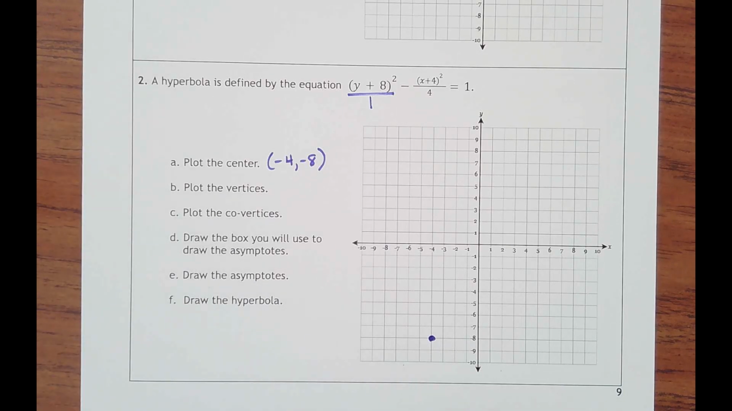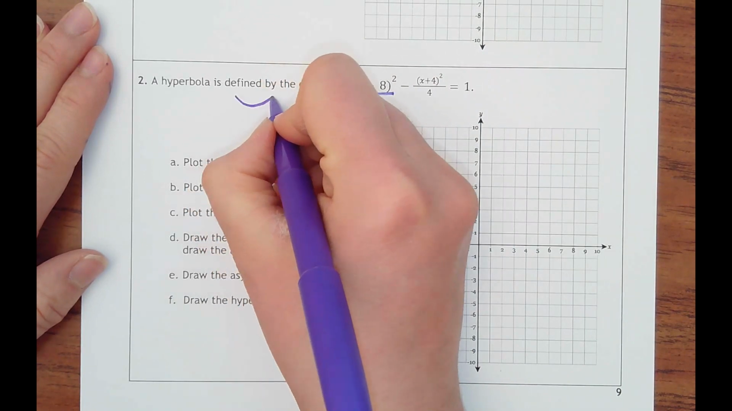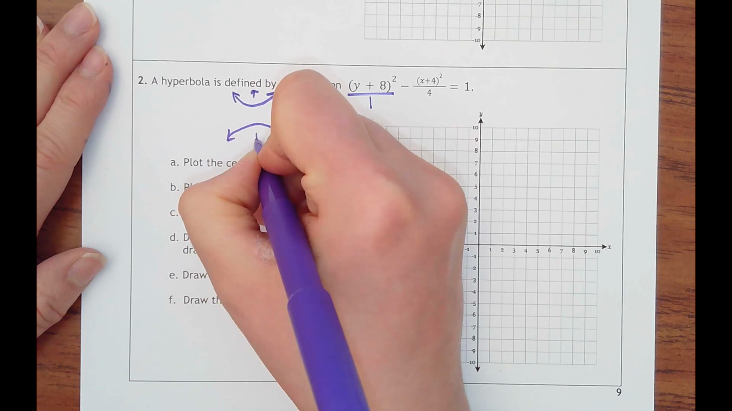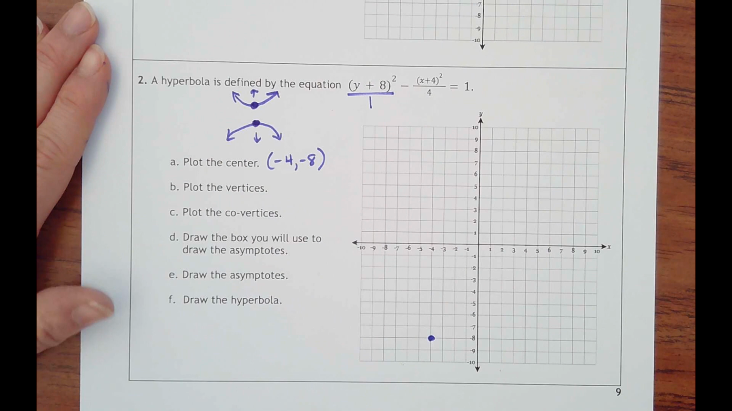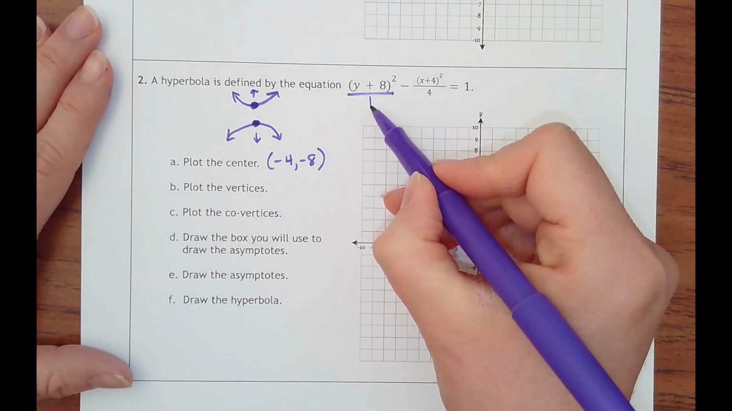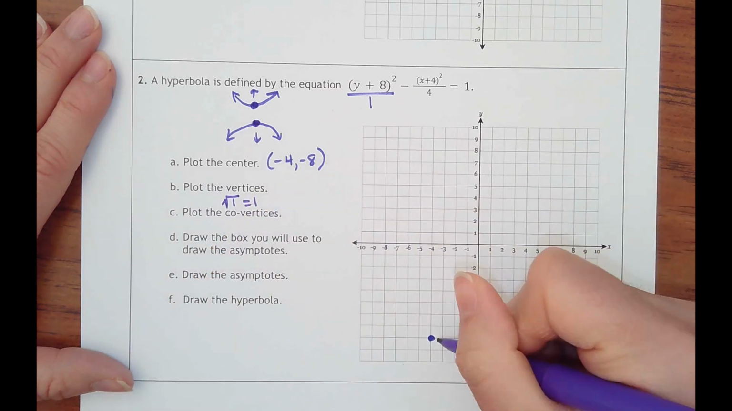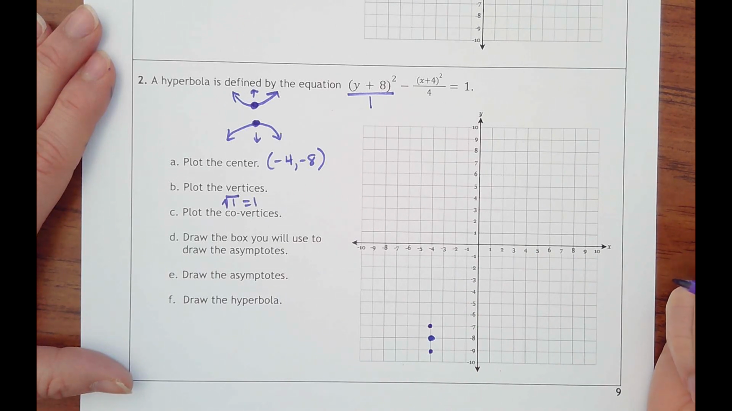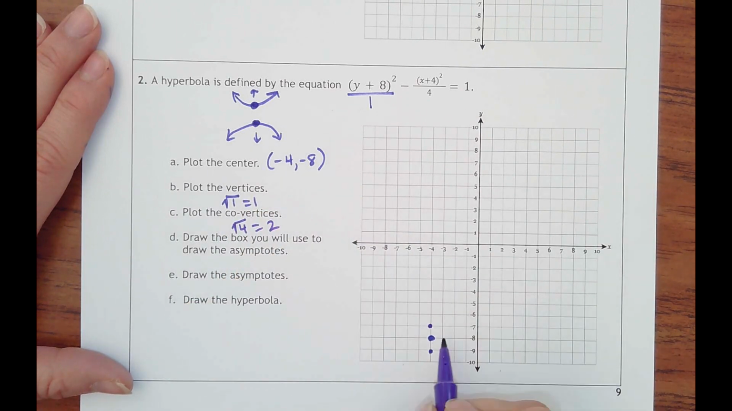And then the vertices this time, because y is coming first, we're going to open up and down. So the vertices are going to be here and here, where the parabola or the curves actually touch. And so that'll go with the 1. We want to square root 1, which is 1. So we're going to go 1 unit above and below our center. The co-vertices are going to come from the square root of 4, which is 2. That means we're going to go left and right 2.